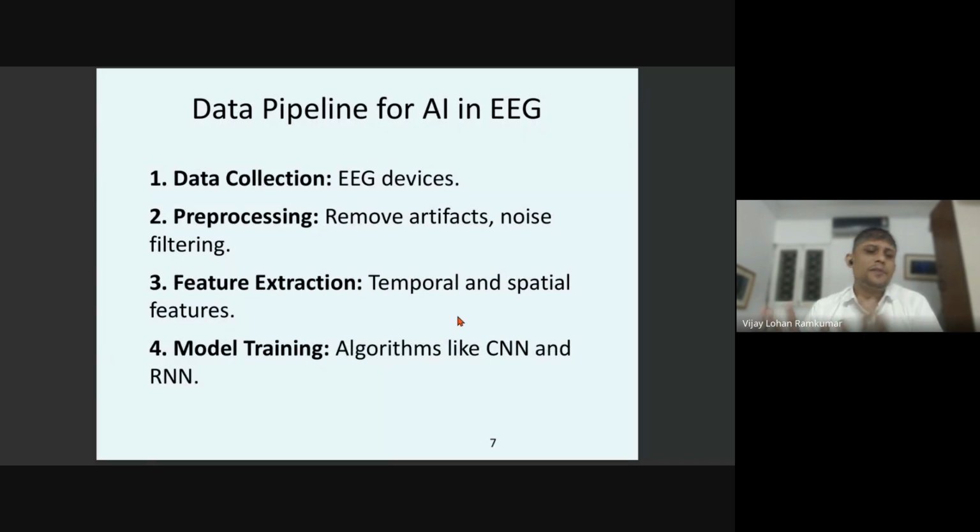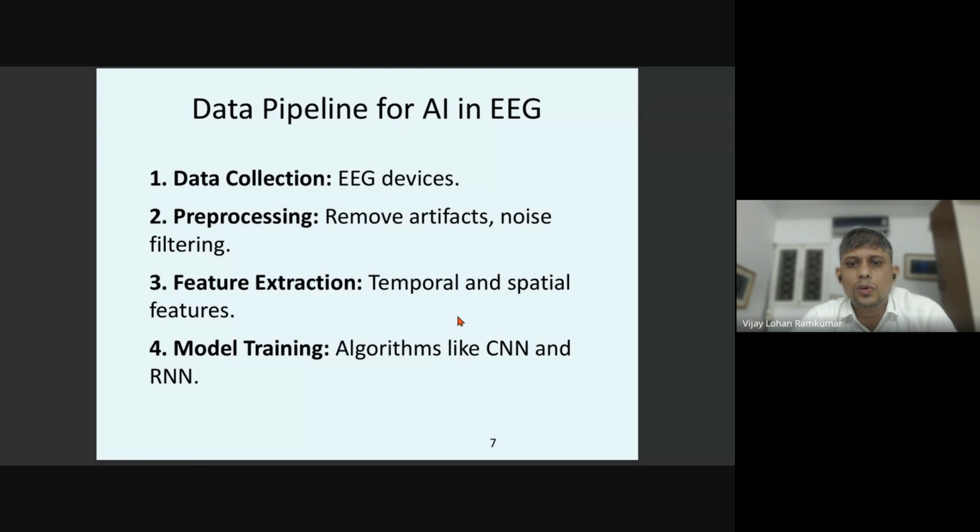So these are the four things we need to consider before analyzing the data or applying an AI algorithm or model. The first part is data collection. Data collection is done by the EEG device, a basic electronic device connected to electrodes, which we put on the head. Those electrodes are highly specialized and can detect minimal voltage. They take the analog data and feed it to the processing system.